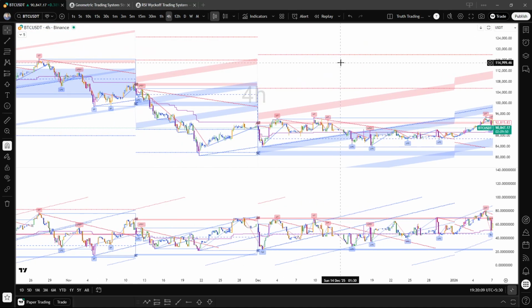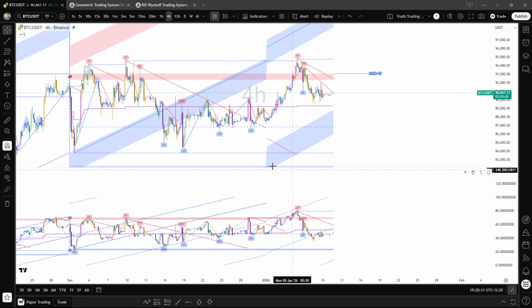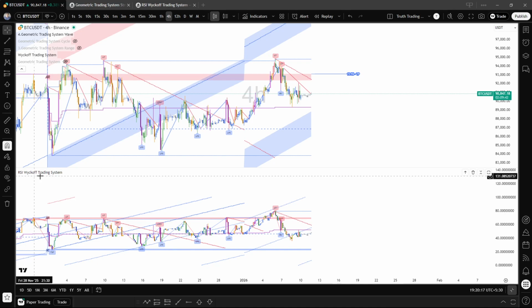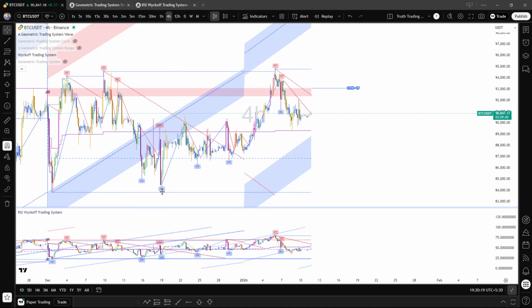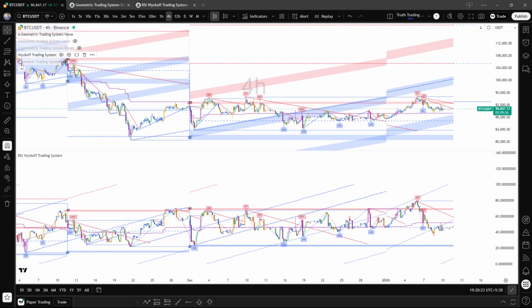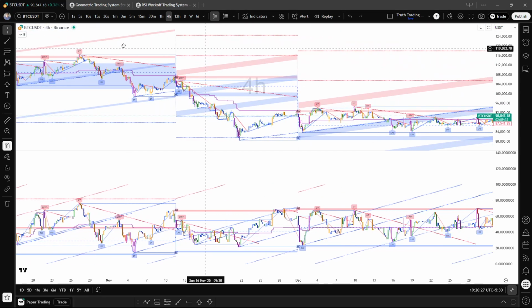So in this video, I'm gonna be talking about this new indicator that I made. It's called RSI Wyckoff trading system, and I'm gonna be using it to complement the analysis done with Wyckoff.